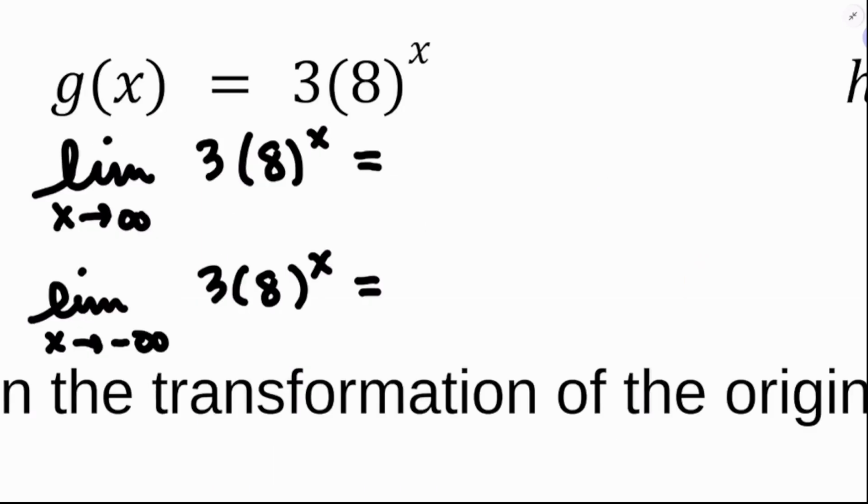All right, G is almost exactly the same. The numbers are different, but they're both positive and greater than one. So the end behavior is going to be the exact same. As x approaches positive infinity, 3 times 8 to a really large positive power is going to go to infinity. And as x approaches negative infinity, we're going to be taking 3 over 8 to a really large power, so that's going to approach 0. I'm just going to copy those in and move on.